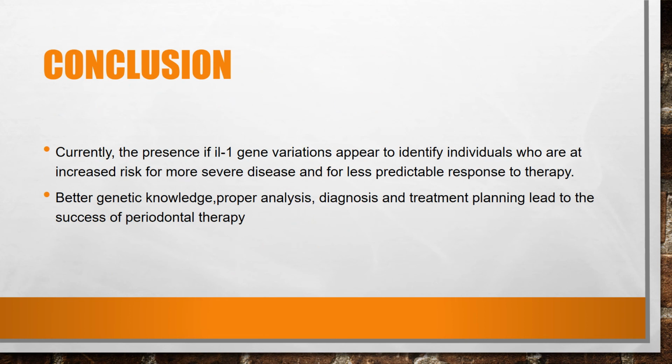So, to conclude, currently the presence of interleukin 1 gene variations appears to identify individuals who are at increased risk for severe disease and for less predictable response to therapy. So, better genetic knowledge, proper analysis, diagnosis, and treatment planning lead to the success of periodontal therapy.